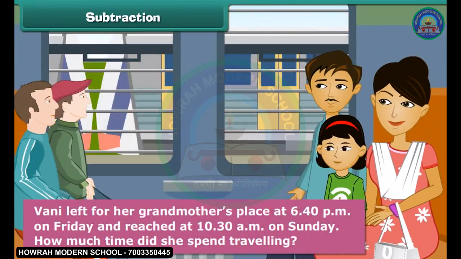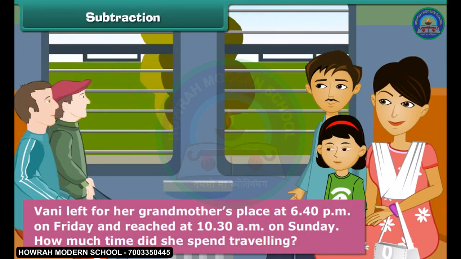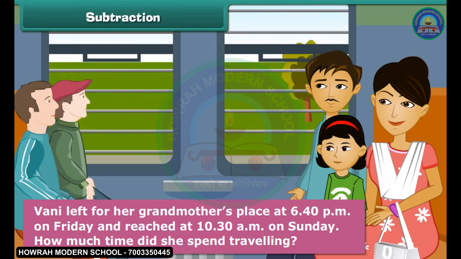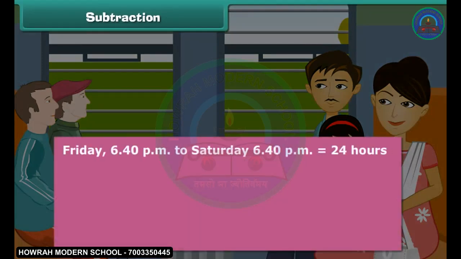Vani left for her grandmother's place at 6:40 p.m. on Friday and reached at 10:30 a.m. on Sunday. How much time did she spend traveling? Friday 6:40 p.m. to Saturday 6:40 p.m. is equal to 24 hours.